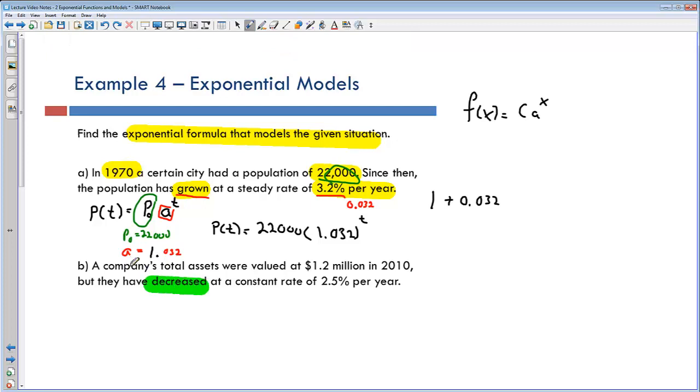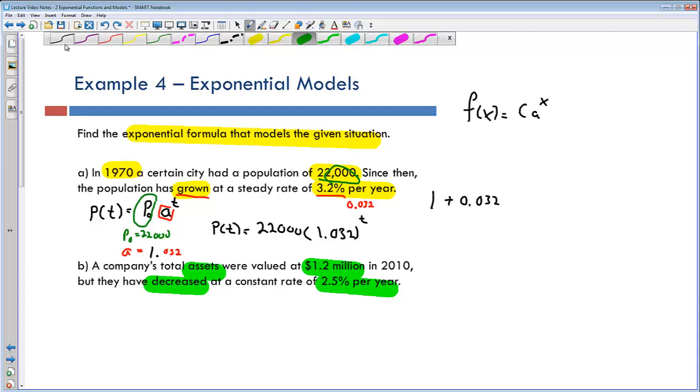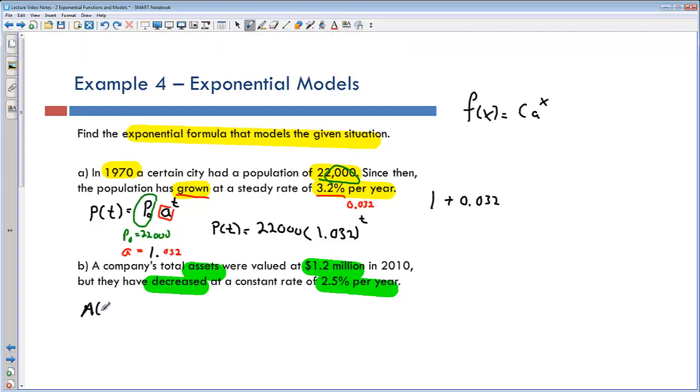Now we can compare that to the next problem where you're not going to grow, you're probably going to decay. So here it says a company's total assets were valued at 1.2 million in 2010, but they have decreased at a constant rate of 2.5% per year. So clearly this is going to be decay, because we're trying to compare and contrast these two types of problems, and it says decreased at a constant rate. So in this case, instead of using population, since I'm modeling assets, I'll use A. I'll say A of t is equal to A naught times a to the t, because a is my growth or decay factor, although in this case it's going to be a decay factor.